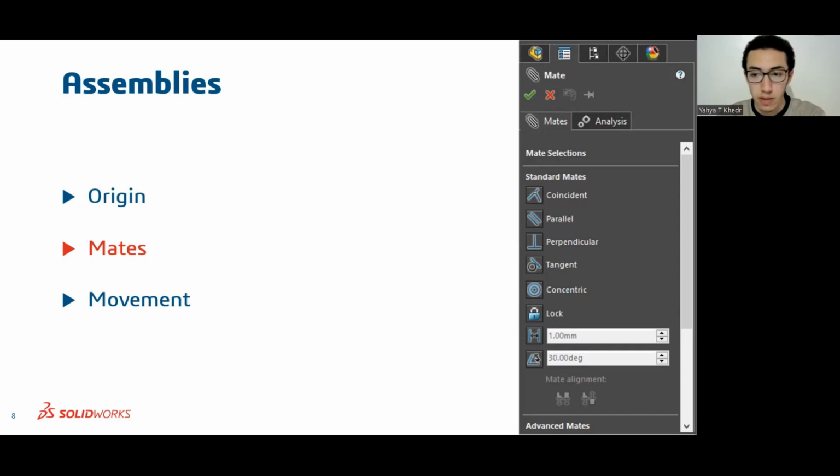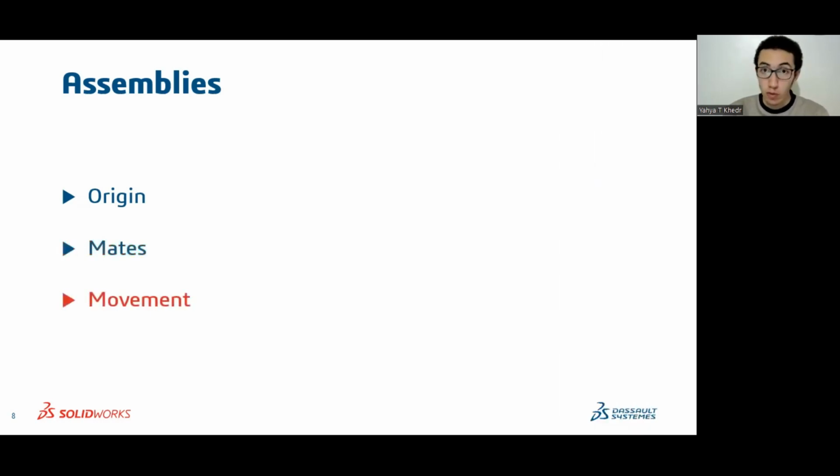I mean, most of them, like coincident, parallel, perpendicular, concentric, distance mates, angle mates, that kind of stuff, they're all pretty basic. So all you have to do is just think what type of mate is most suitable in this case, so that the end result is what you are expected to create. And this is going to be based on the next thing, which is movement.